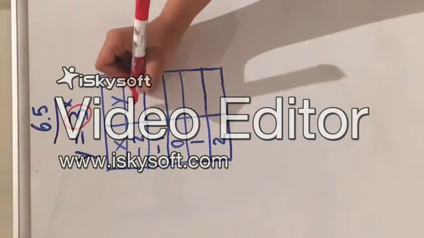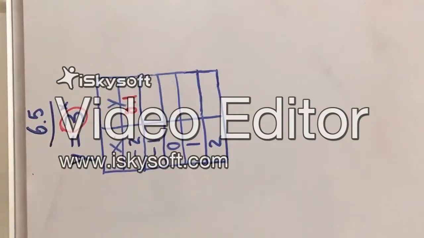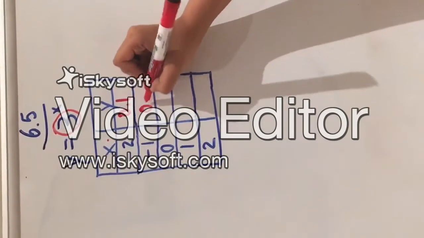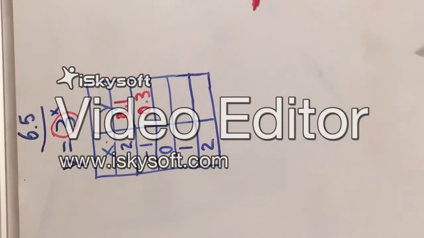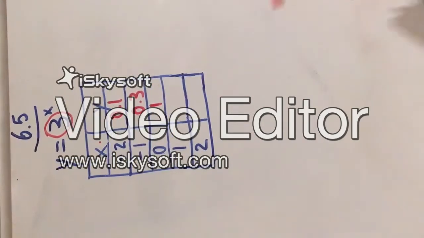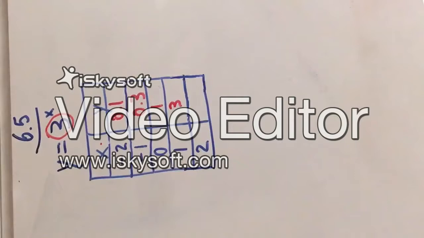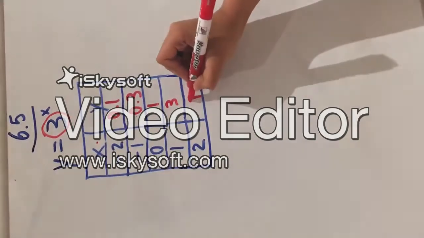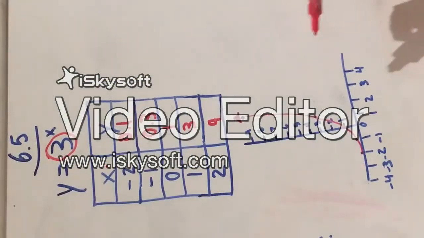3 to the power of negative 2 would be about 0.1. 3 to the power of negative 1 would be about 0.3. Anything to the power of 0 is 1, and 3 to the power of 1 is 3. 3 to the power of 2 is 9. This is what it should look like.